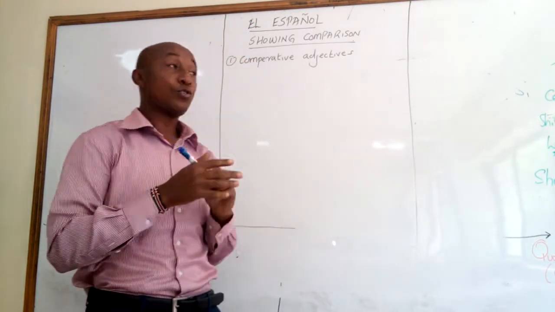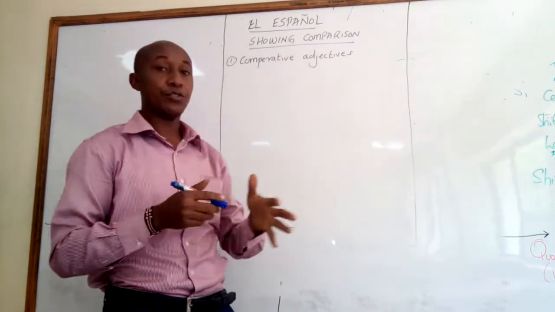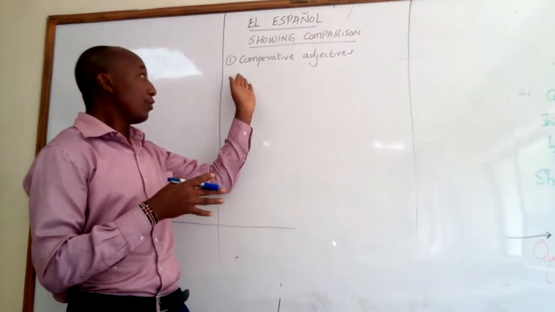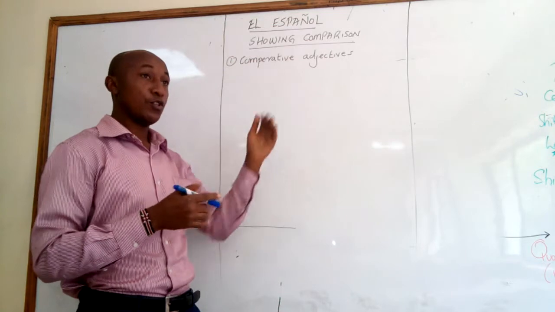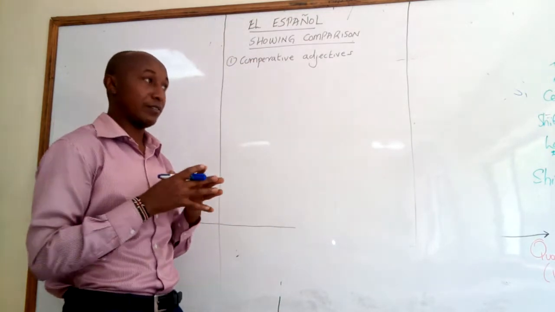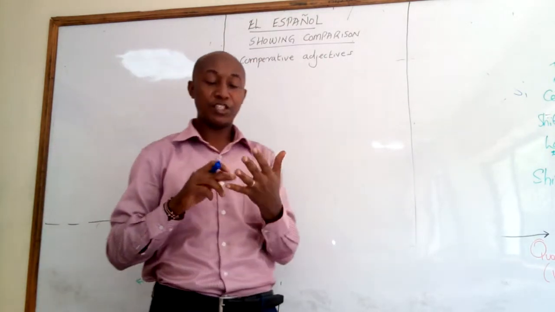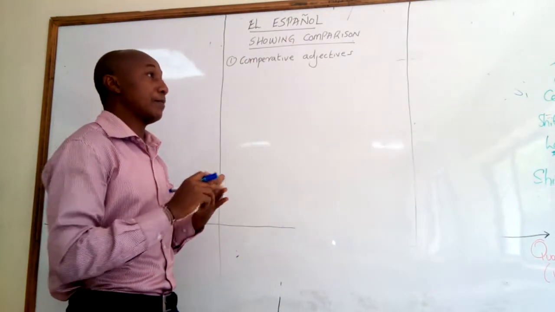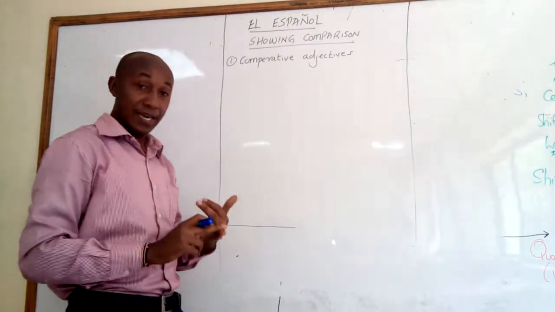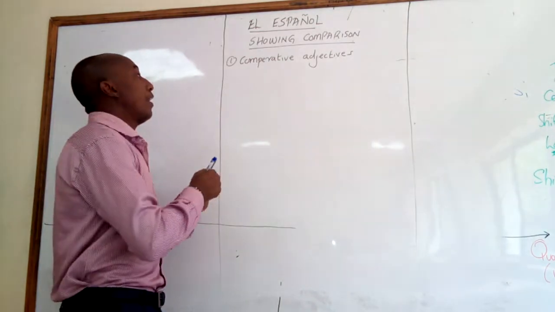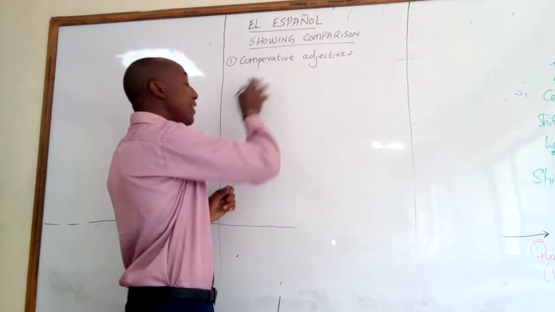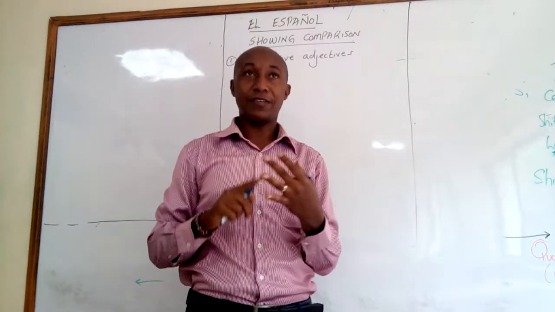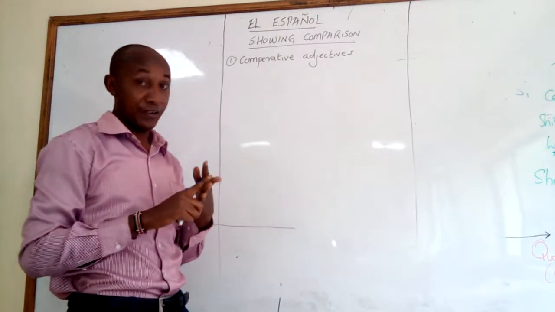And today we're going to talk about showing comparison, which is a very important topic. When talking about showing comparison, you consider two things: the gender of that noun, and also the number of that noun. There are different ways of showing comparison. So we have the comparatives and the superlatives, and also the regular and the irregular forms.